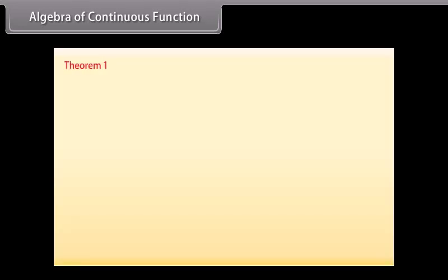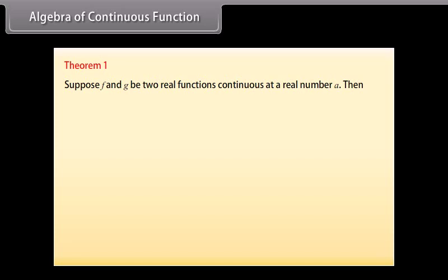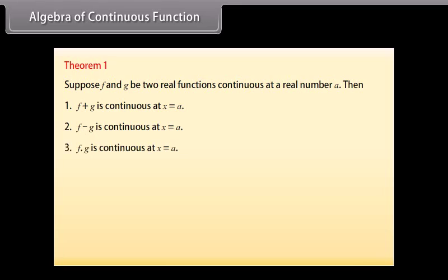Algebra of continuous functions. Theorem 1. Suppose f and g are two real functions continuous at a real number a, then 1. f + g is continuous at x = a. 2. f − g is continuous at x = a. 3. f · g is continuous at x = a. 4. f/g is continuous at x = a, provided g(a) ≠ 0.